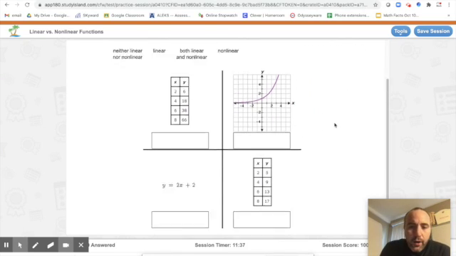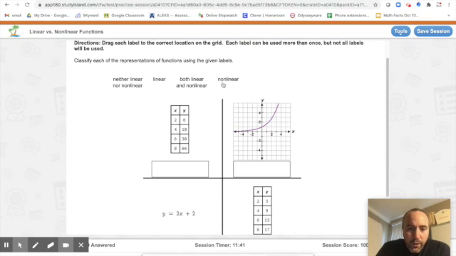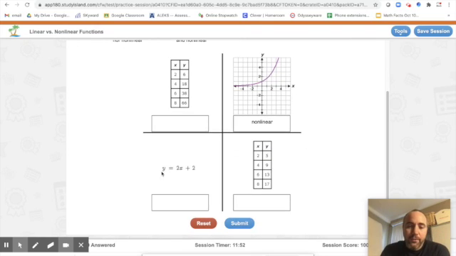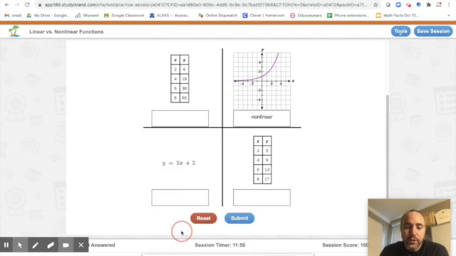Okay. So clearly with the graph, we can see that that's nonlinear. So I'm going to go ahead and drag that to nonlinear. The equation, so I'm just going after the easy ones right now. The equation fits y equals mx plus b. So that one's going to be linear.